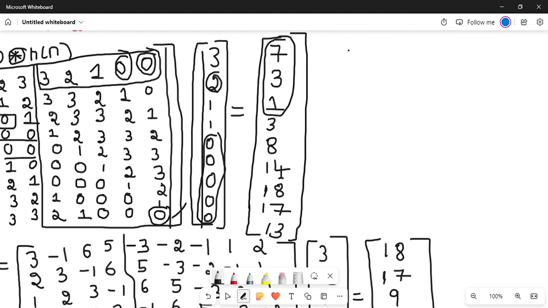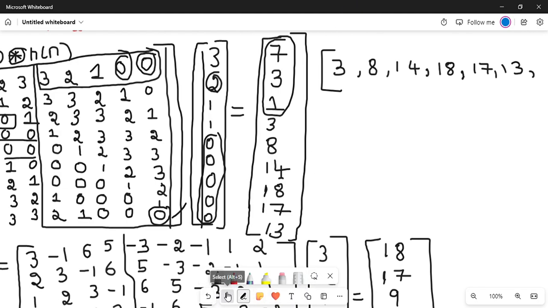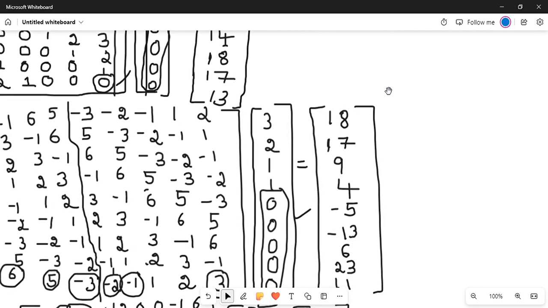I will eliminate these three values. When I eliminate them, what do I get in y1 of n? I get 3, 8, 14, 18, 17 and 13. Okay, 13.